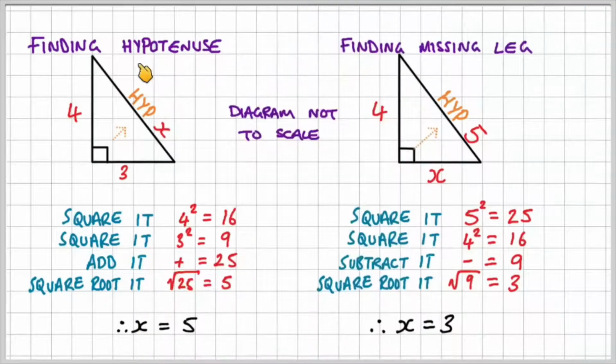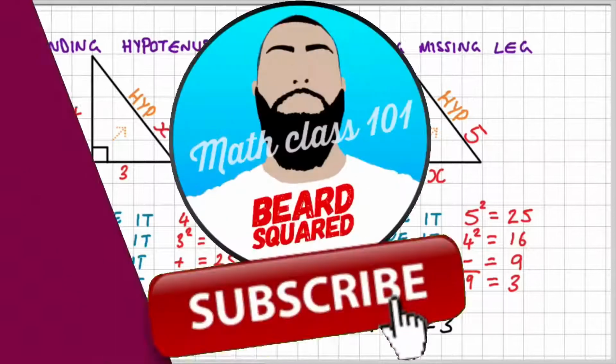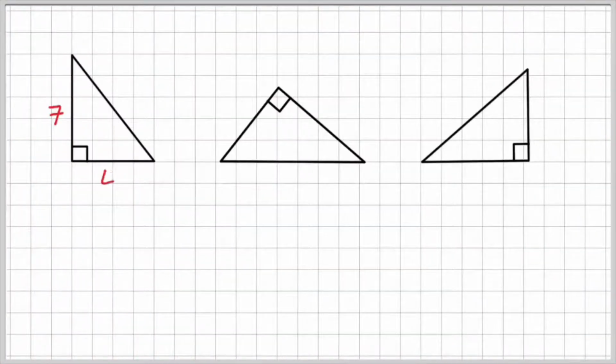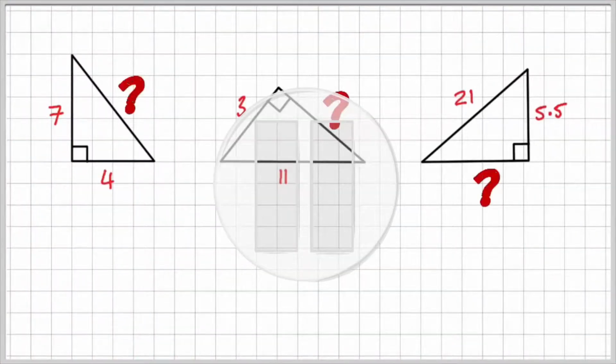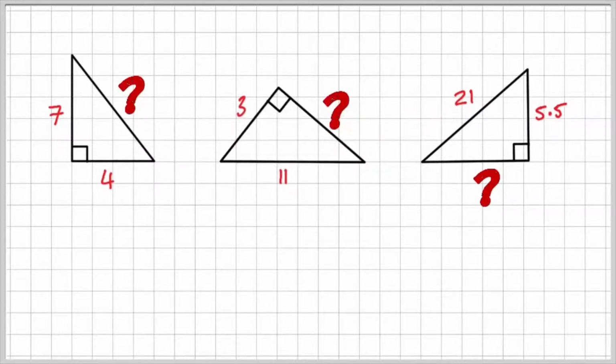So quick recap, when you're finding the hypotenuse, you need to square it, add it, square root it. And if you're finding one of the missing legs, then you need to square it, subtract it, square root it. So here's a couple of questions for you to solve. Pause the video here and have a go for yourself, and then play when you're ready and I'll give you the solutions.